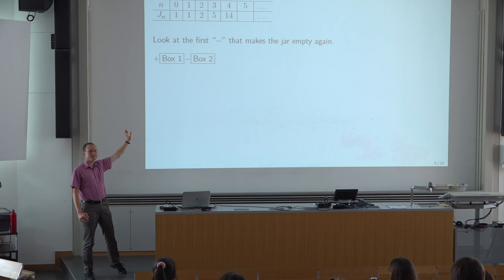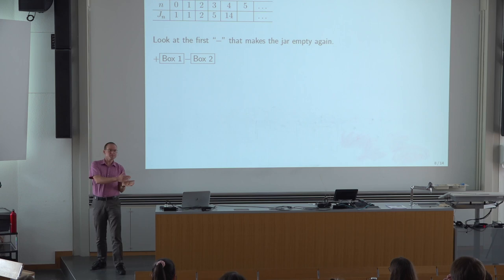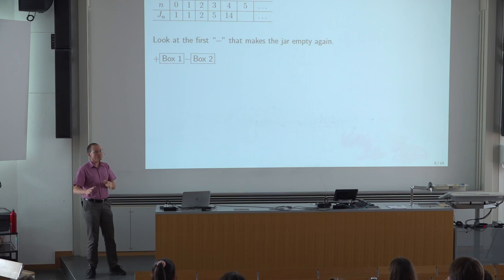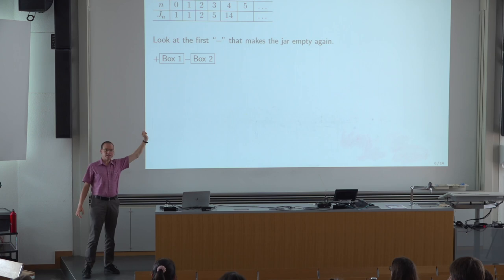What do you know about box 1, which happens between the first plus and the first minus that makes the jar empty again. And what happens in box 2, which is after the jar is empty again, yes? They have to be, total they need to have 8 symbols, yes, very good, so total they have 8 symbols. What else can you say about the first and the second box?